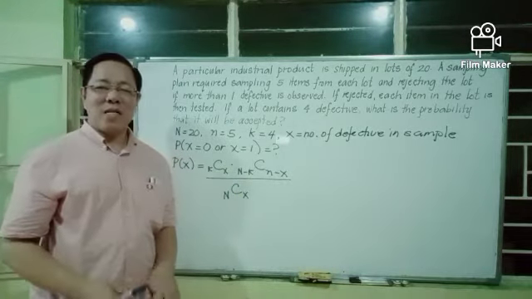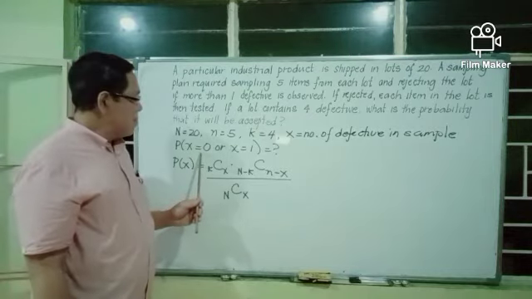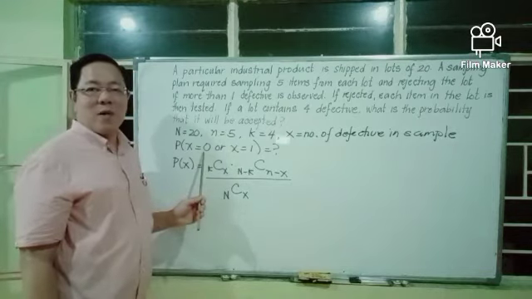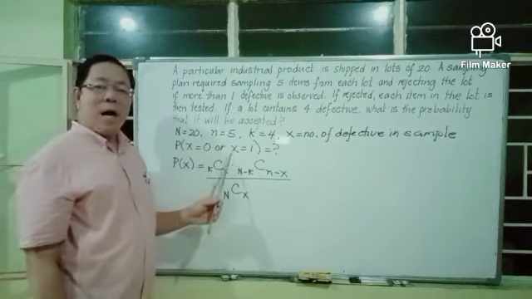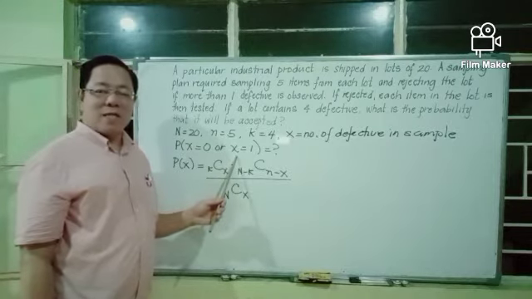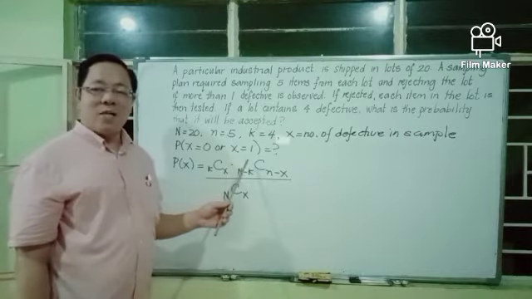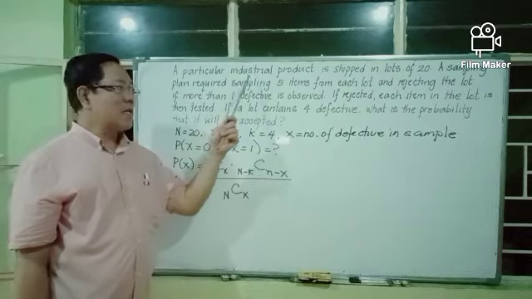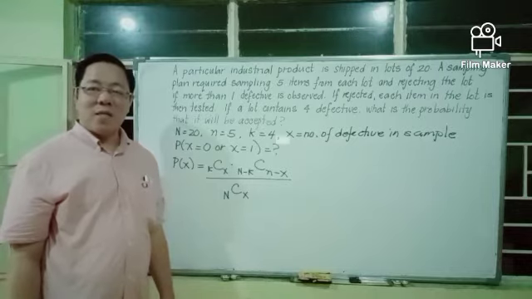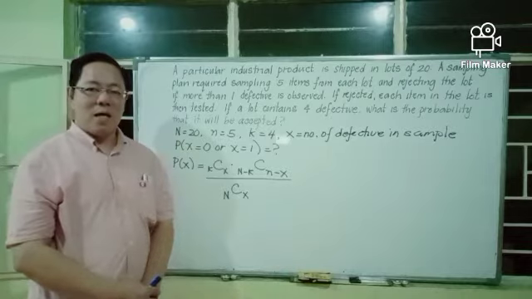Again, in this problem, we are asked to find the probability that x is 0, there is no defective item in the sample of 5 items selected from 20 items in the lot, or x is 1, there is one defective item in the sample of 5 selected from the 20 items in the lot. And in this case, the lot will be accepted because the problem says that the lot will be rejected if more than one item is found defective in the sample of 5 items selected from 20 items in the lot.